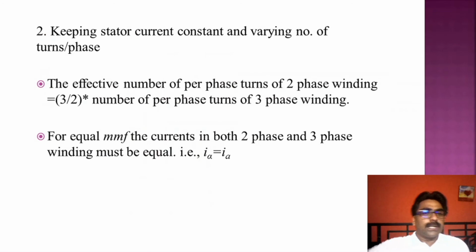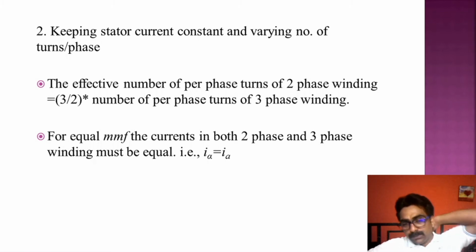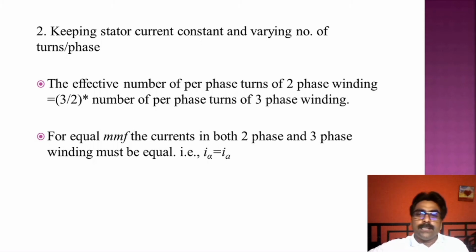So the second method is to keep the stator current constant and vary the number of turns per phase. That can be done. See the fundamental equation again: the effective number of per phase turns of the two phase winding is equal to 3 by 2 times the number of turns of the three phase winding. So if you want to convert this three phase winding into a two phase winding, it's a very basic equation. You have to multiply the factor of 3 by 2 with the number of turns per phase of the three phase winding.